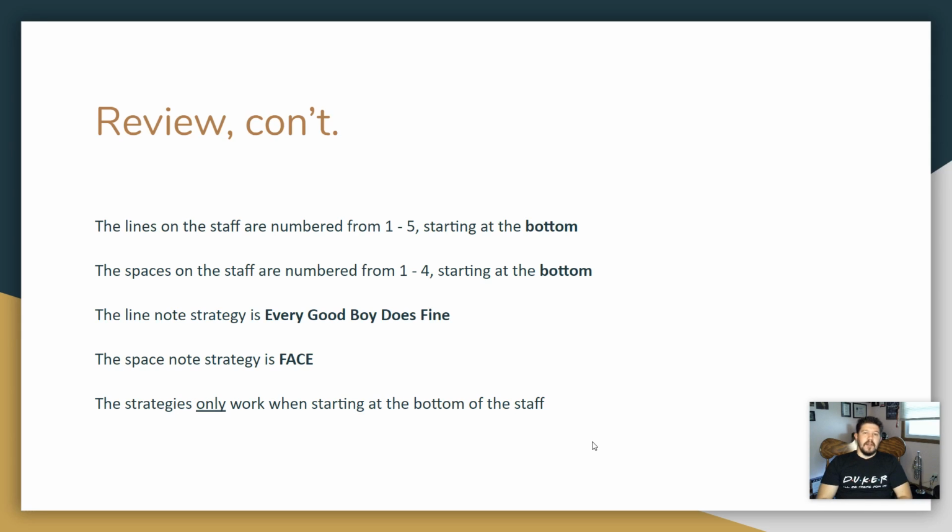So we're going to move on here. We're going to get some practice. We're going to start trying to solidify our knowledge of the lines and spaces and the pitches on the treble clef staff.